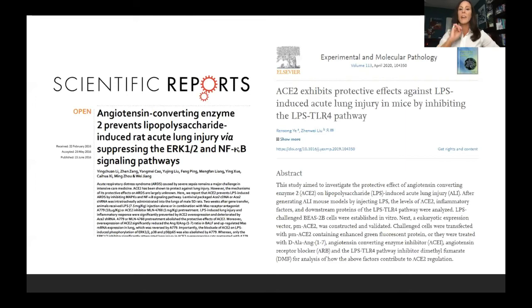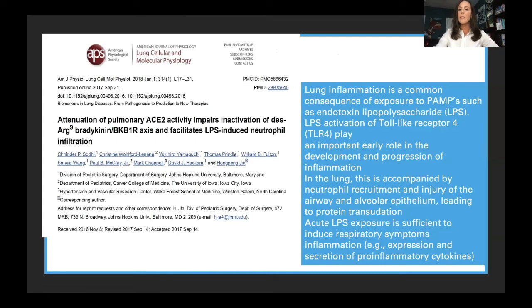This is just 2 studies on ACE2 exhibiting protective effects against LPS-induced acute lung injury. So this is very closely connected to LPS endotoxemia. Lung inflammation is a common consequence, and this is exposure to PAMPs and DAMPs. PAMPs would be your pathogen-associated endotoxins like LPS. DAMPs would be damage-associated endotoxins. And in this illness and many viral illnesses, we have both PAMPs and DAMPs, because we have pathogens like the virus, like LPS, bacterial coatings that are triggering immune response. And we also have DAMPs, the damage that's happening from that reactive oxygen on the tissue level.